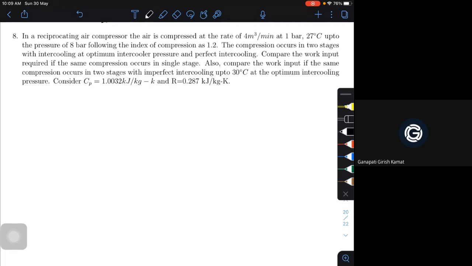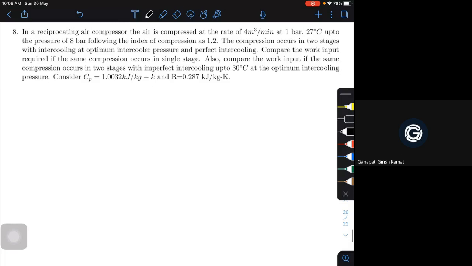So three different cases we have to solve and try to compare the work done conditions. So which will be more, which will be less. Okay, let's try to solve this particular problem. For each case, I will try to draw a separate PV diagram. First multi-staging with intercooling, then single stage, then multi-stage without intercooling or imperfect cooling. Let me write the data. Solution. So what is the data that is given?